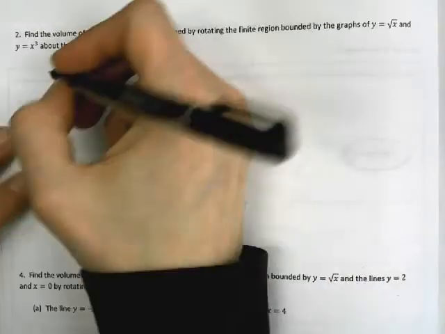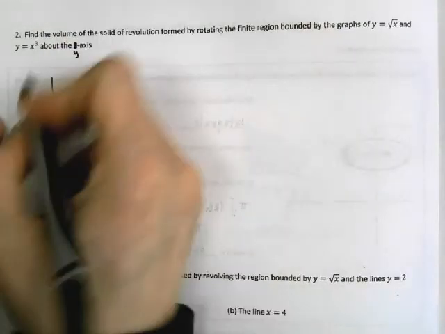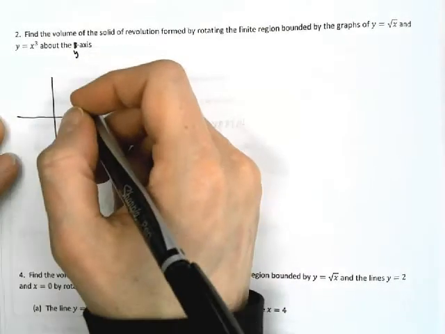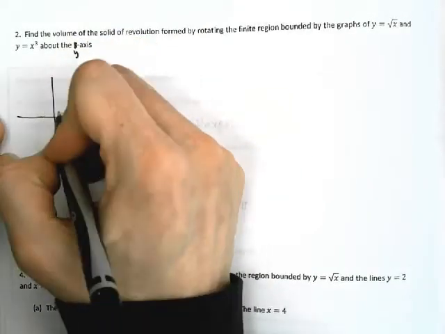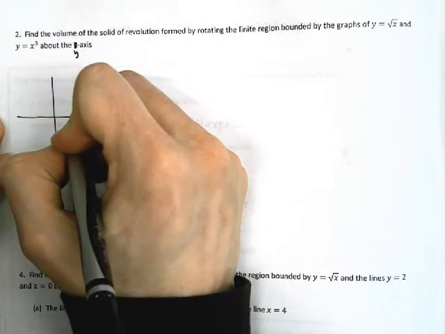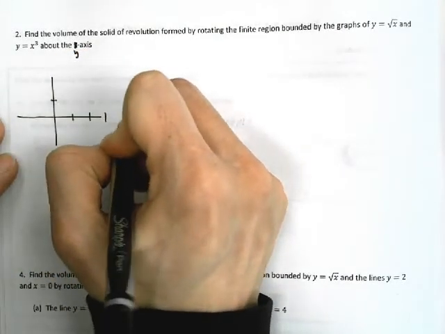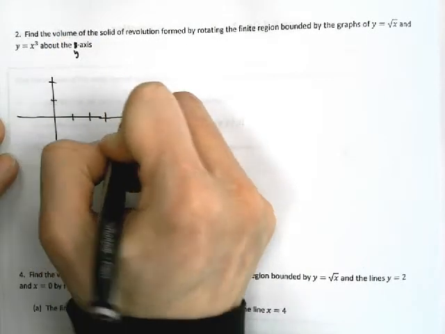So first thing I'm going to do is graph my two functions. So y equals square root of x, I know is going to look like this. Let's see, square root of x, so (1, 1). So I kind of went off here.